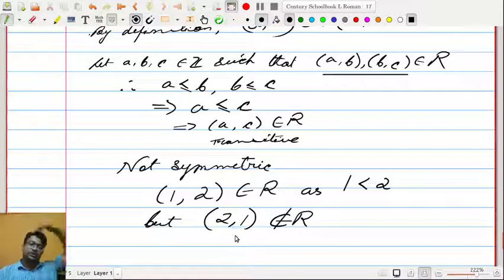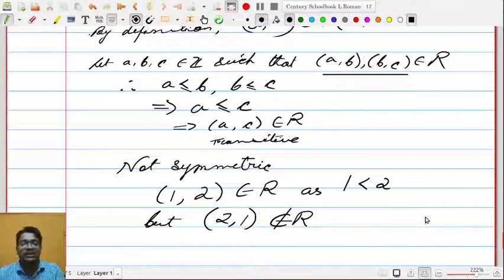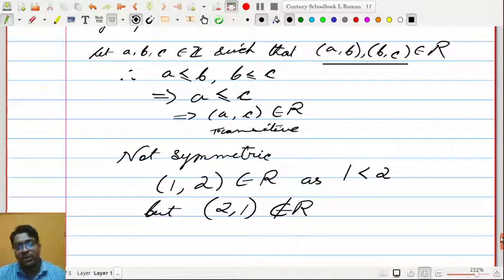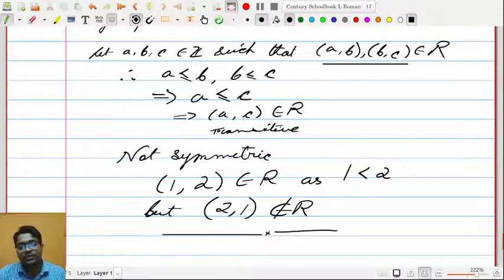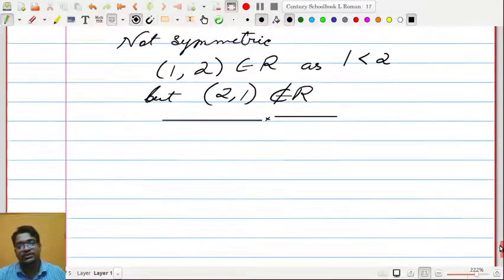So it's not symmetric. It's sufficient to give one example to show that it's not symmetric. Because if it is symmetric, then for every element of the form (a, b) in R, the ordered pair (b, a) also should be inside R. So if we are able to find at least one element for which (a, b) is in R but (b, a) is not in R, we can conclude that the relation is not symmetric. So this is an example of a relation which is reflexive, transitive, but not symmetric.